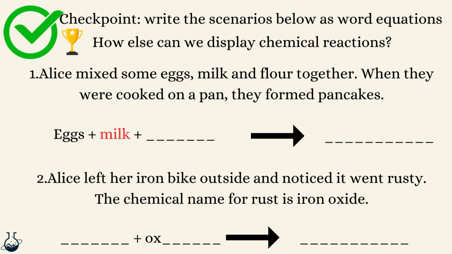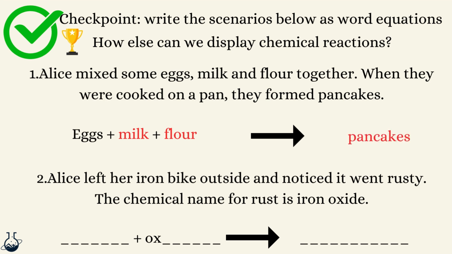We have been told that Alice mixed some eggs, milk and flour together, which cooked to form pancakes. Looking at my gaps, eggs has already been filled in. Now I've been told that they were mixed with milk and flour. These are reactants which were heated and chemically changed to form pancakes. Give yourself a tick if you got this correct, or annotate your work so you know for next time.